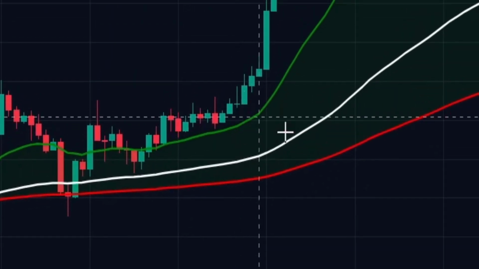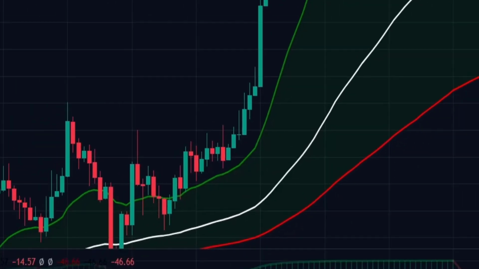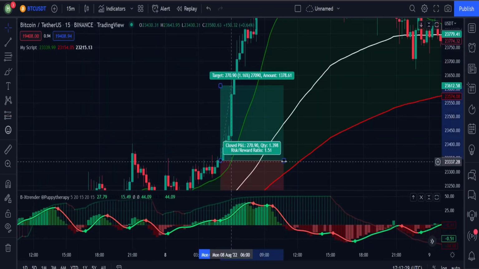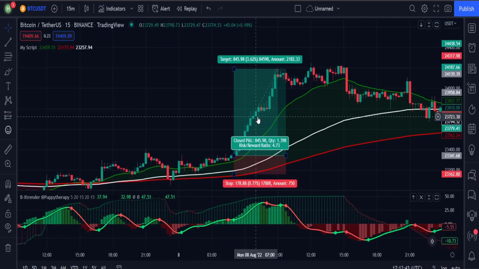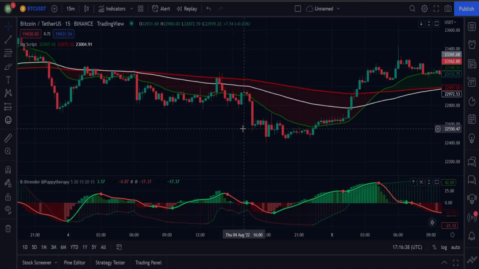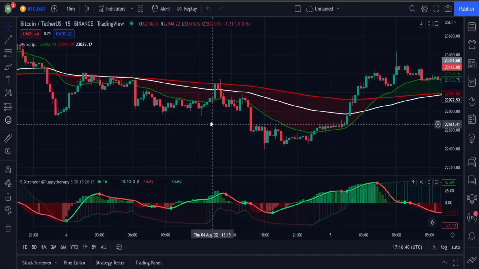So we'll get into this trade right here and set our stop loss at the recent swing low. And right here, we get an exit signal, so we'll exit here. And this also would have been a successful trade. Now let's take a look at one more example for a sell trade.